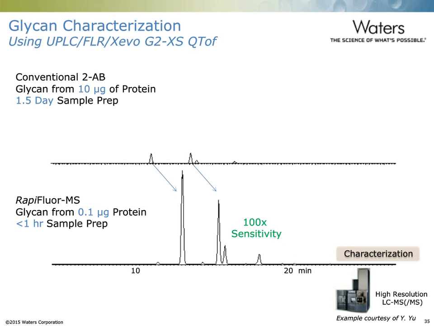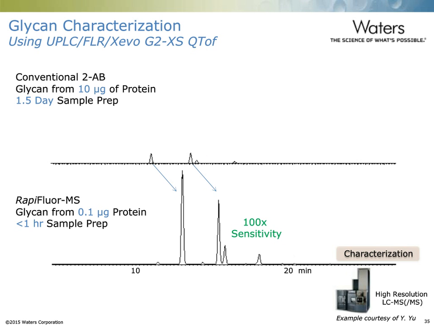In contrast, the bottom chromatogram highlights results from rapifluoramus-labeled glycans. Here, glycans from 100 times less glycoprotein in a 30-minute sample prep were analyzed. It is clear that when compared to 2AB, rapifluoramus provides huge gains in MS sensitivity. This means that for even low-abundance glycan species, glycans can be detected with clean, interpretable mass spectra, so that thorough characterization of glycan profiles is made significantly easier.